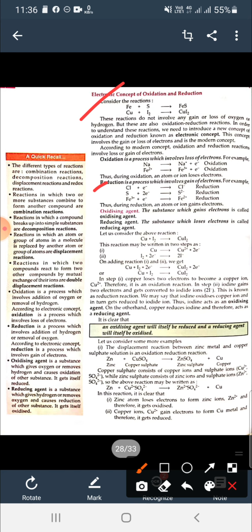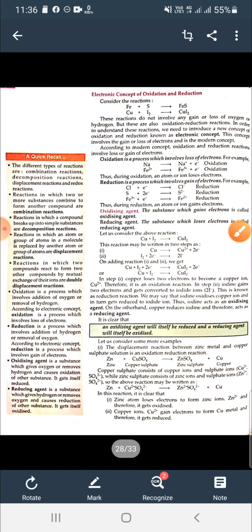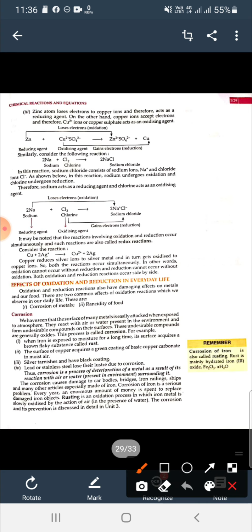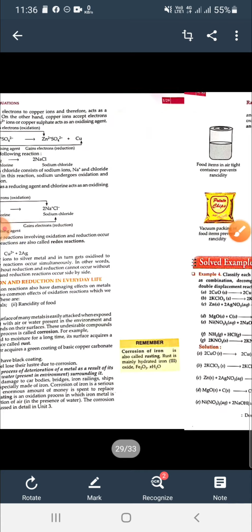So this oxidizing agent and reducing agent on the basis of electronic concept, and effect of oxidation and reduction, that is corrosion, we will do in the next class.